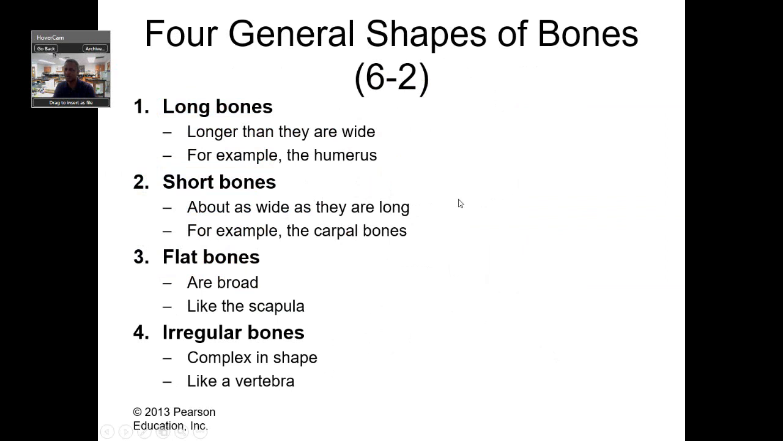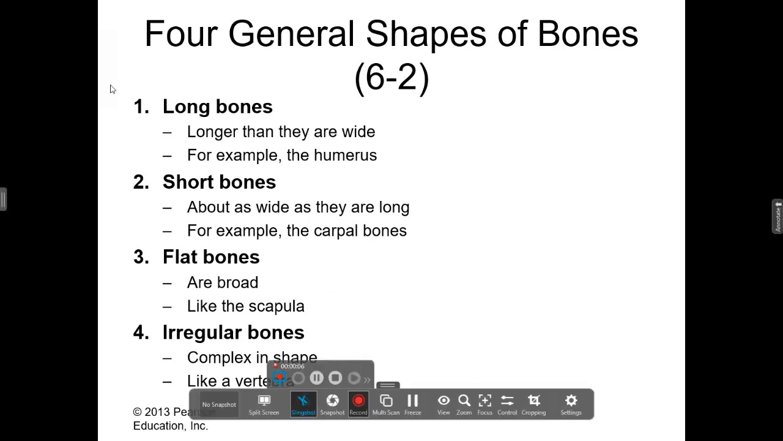All right, four general types of bones: long bones, short bones, flat bones, and irregular. And again, pause the video if you need to. And again, hopefully we're going to wrap up really quickly. I want to elaborate on these, so these are the shapes. Next thing we're going to do is talk about the two main types of bone that you see in all four of these in varying combinations.